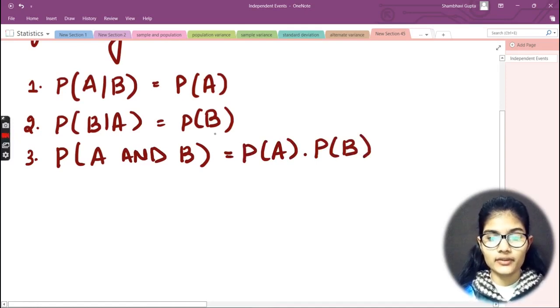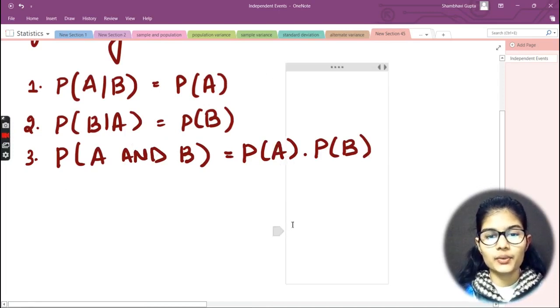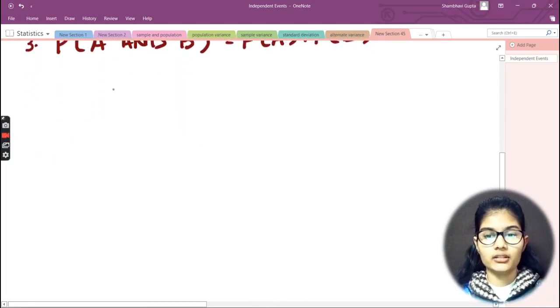So right here we have that the probability of A given B is equal to the probability of A, the probability of B given A is equal to the probability of B, and the probability of A and B is equal to the probability of A times the probability of B. If the conditions mentioned up here are true, then in that case we say that the two events are independent. Now, we have some more things regarding independent events that are to be seen and learned about. Let's move to those.